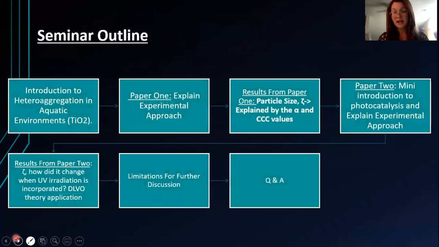In short, my seminar outline will be much similar to what I've done today, and it will include an introduction to heteroaggregation in aquatic environments, specifically looking at tin oxide. Then I will divide the two papers, explaining their experimental approaches and their results. Throughout the discussion of these papers, I will make comparisons to each other, similarities and differences, if you will. At the end, I will provide limitations from both papers that can lead to further discussion, which will lead to a Q&A where people can ask questions and I will give answers to them.